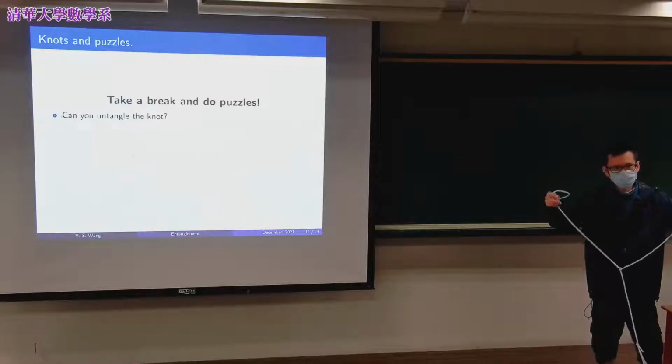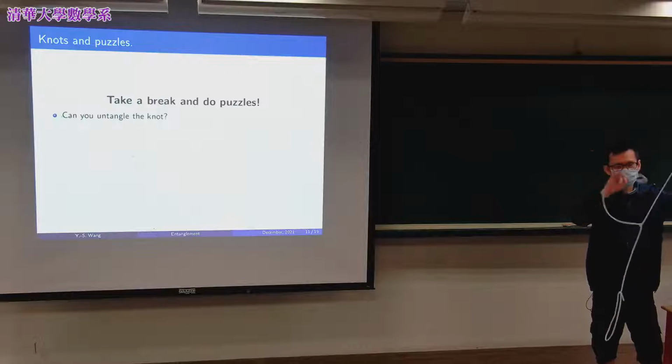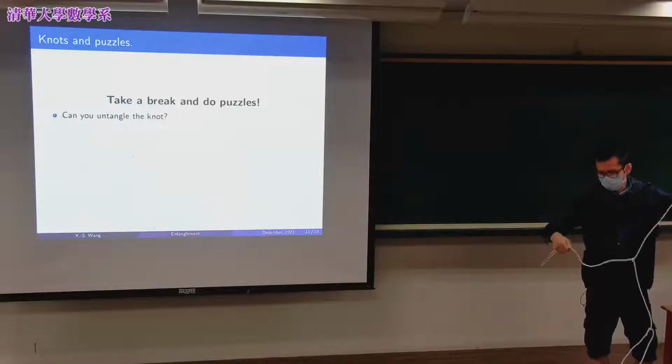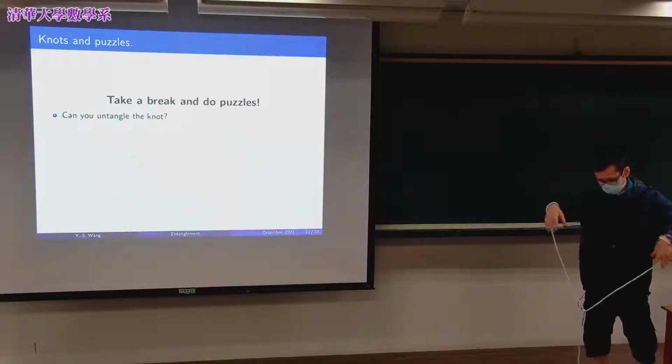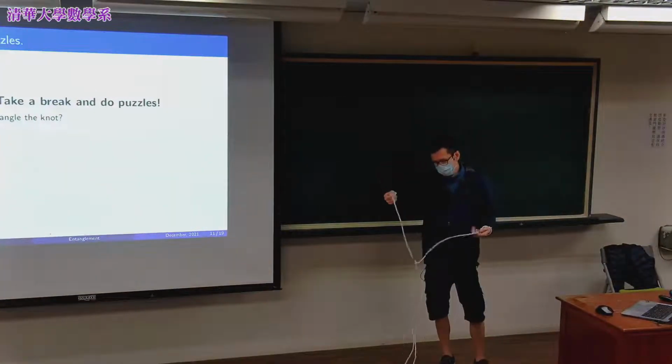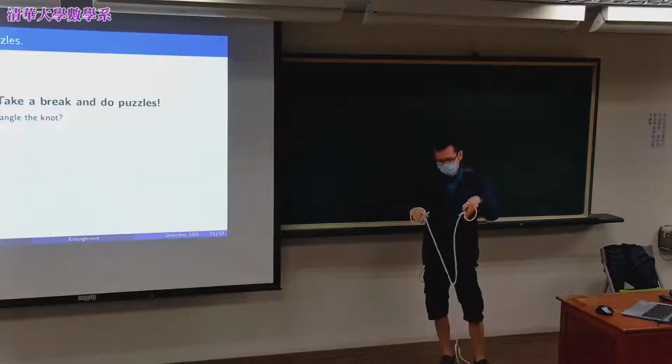So there are 3 loops. 1 trivalent vertex here. There are 2 smaller loops, which I'm going to put around my hands. And there is a bigger loop down here. Now what I want to do is make a tangle.